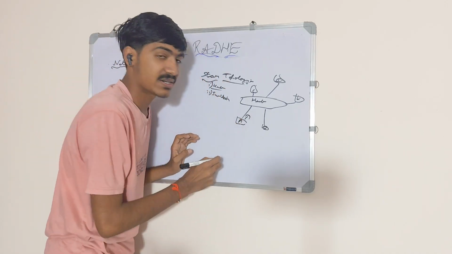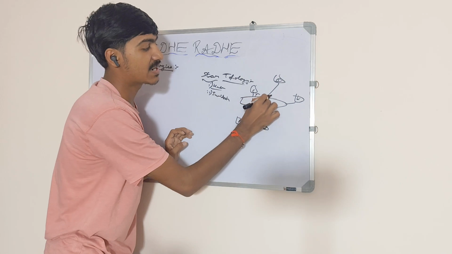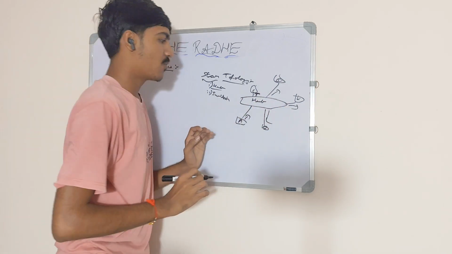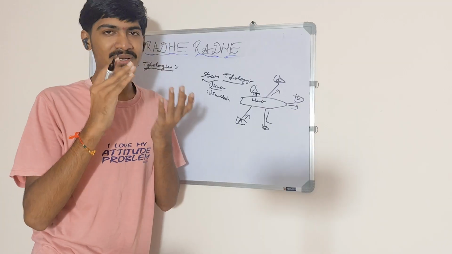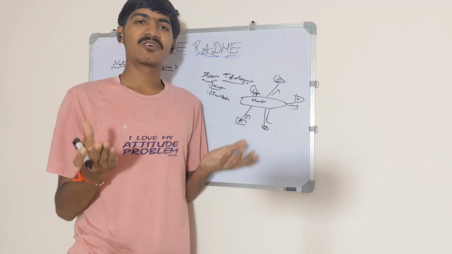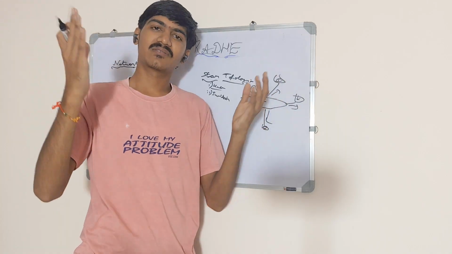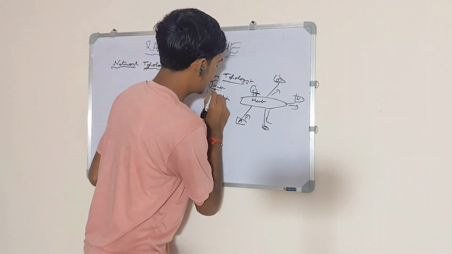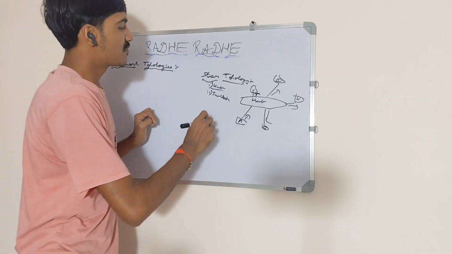If A is sending the data, the hub will blindly send the data to all the devices. What is the disadvantage of a hub? You can write it here: it doesn't know where to send the data. It will send data to everywhere. That is the reason.